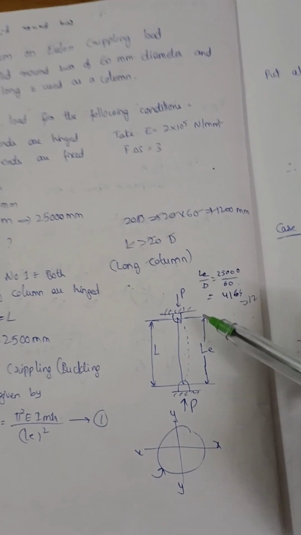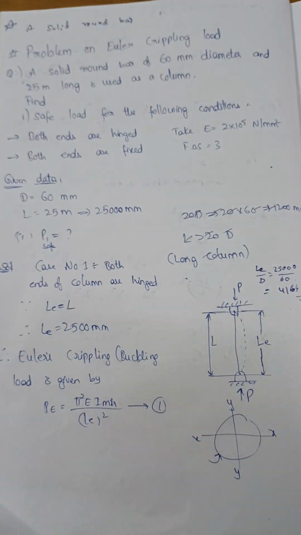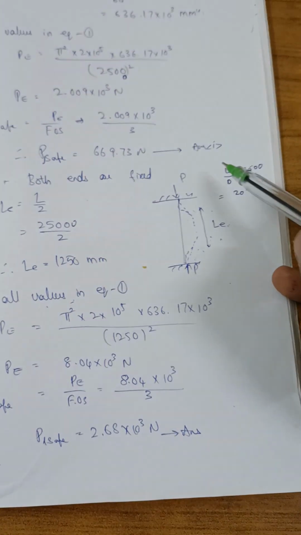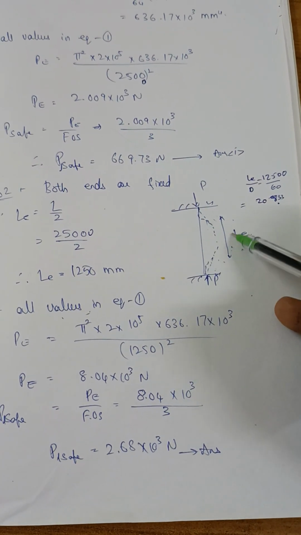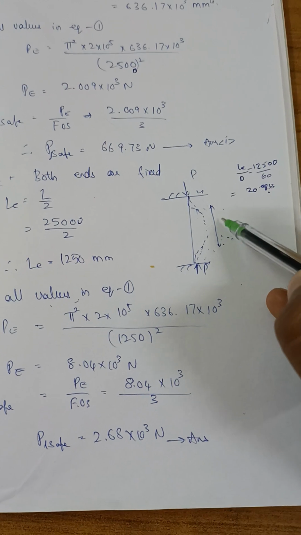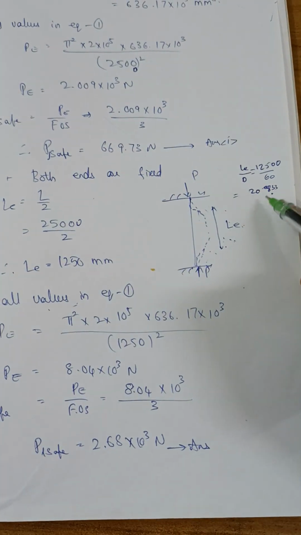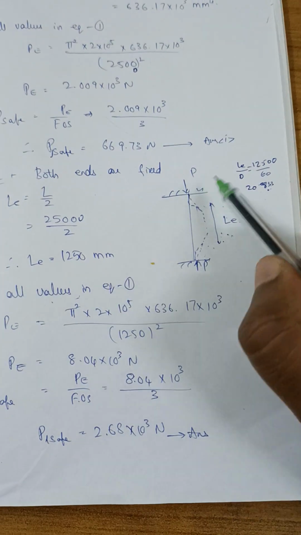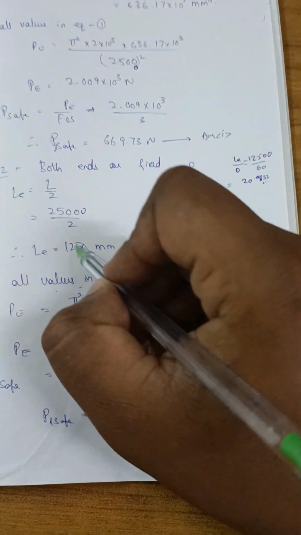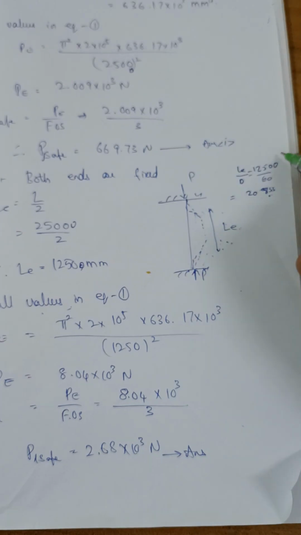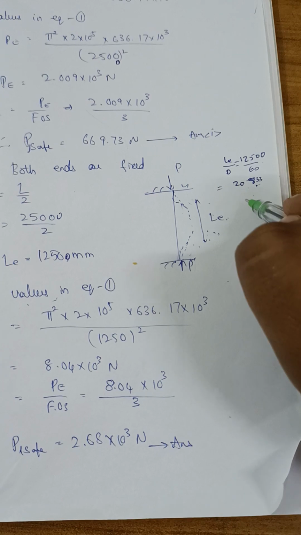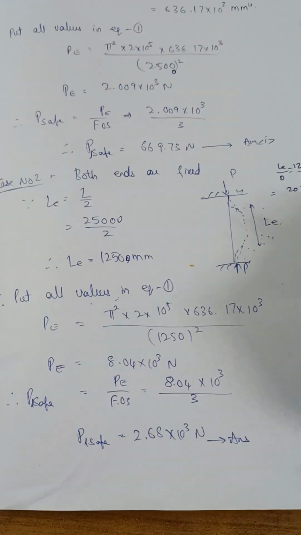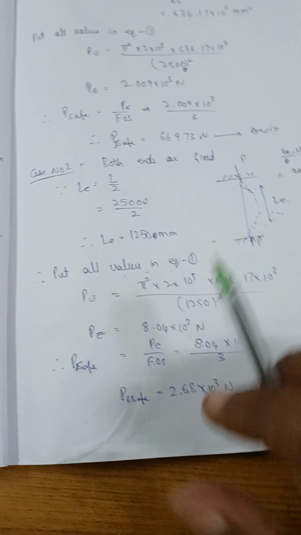In that way, we have decided that it is a long column and we have applied Euler's crippling load formula. Here also we need to check whether it is a long column or a short column. So L E divided by D. When both ends are fixed, effective length equals original length by 2. So 25,000 divided by 2 is 12,500. L E by D is 208.33, which is greater than 12. So it is a long column. Therefore we have applied Euler's buckling load formula.